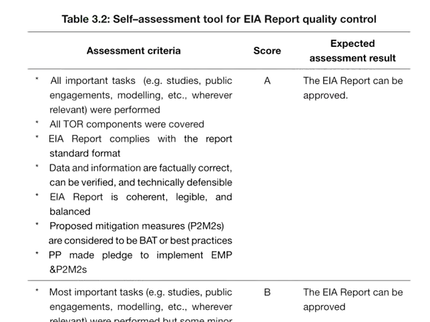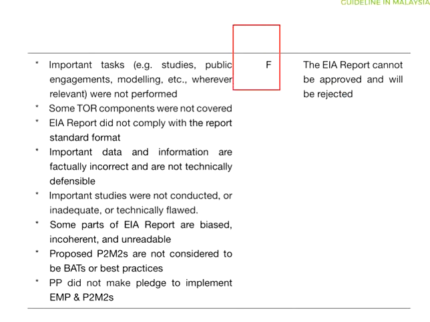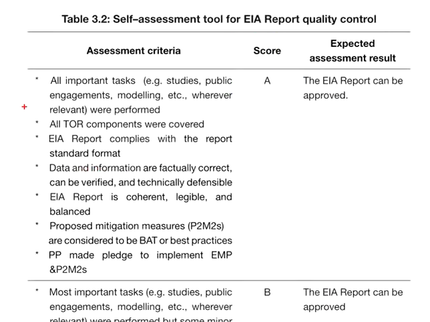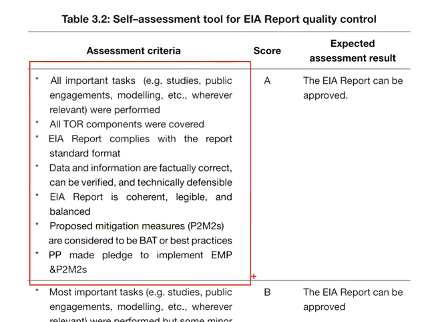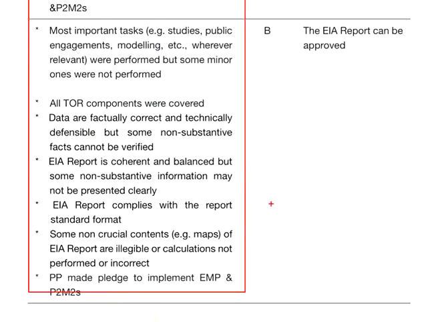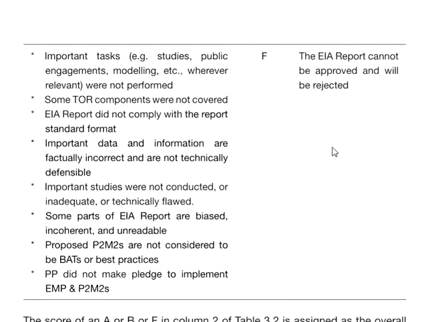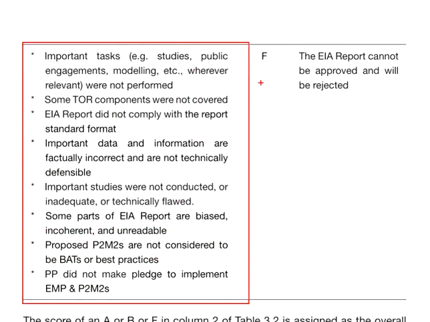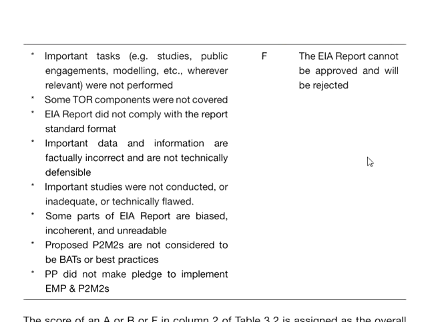The table here shows the self-assessment tool for the EIA report quality control. The scores are outlined here: A, B, and F. You will see a list of the assessment criteria here. The criteria to score A, the criteria to score B, and also the criteria leading to score F.